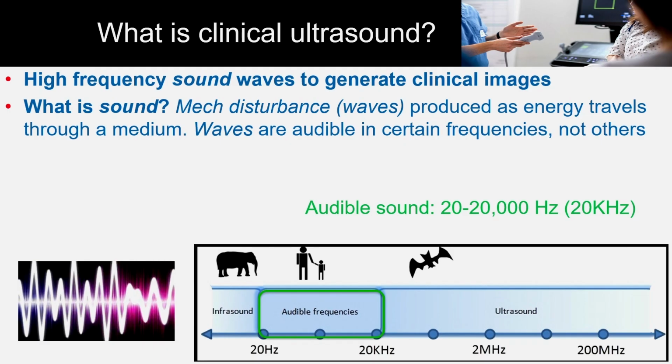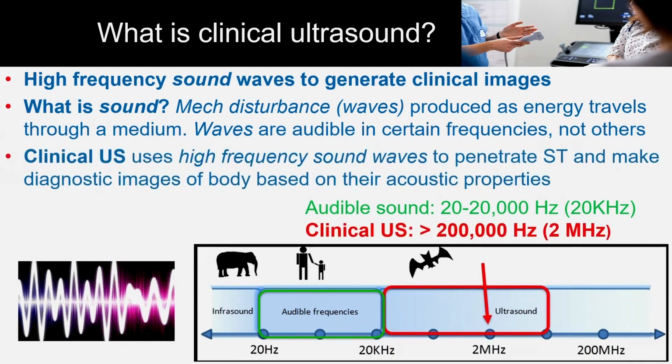It's a mechanical disturbance that is produced in a certain medium and travels through that medium. And when we hear it in the air, we hear it as an audible sound wave in certain frequencies. As you can see in the graph below, our audible frequencies range in humans from 20 to about 20,000 hertz, or 20 kilohertz. Clinical ultrasound uses higher frequency sound waves to penetrate soft tissues of the human and non-human bodies.